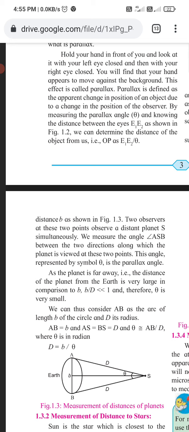As the planet is far away, the distance of the planet from the Earth is very large in comparison to b, that is, b upon D is less than 1. Therefore, theta is very small. So, consider AB equal to small b, and AS equal to BS equal to capital D, and theta is equal to AB upon D, where theta is in radian. So, D is equal to b upon theta.